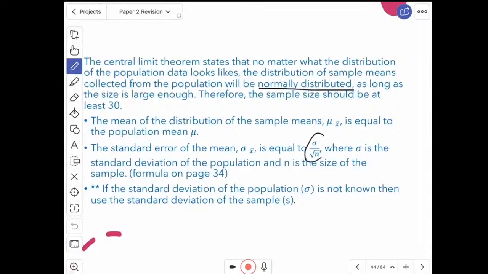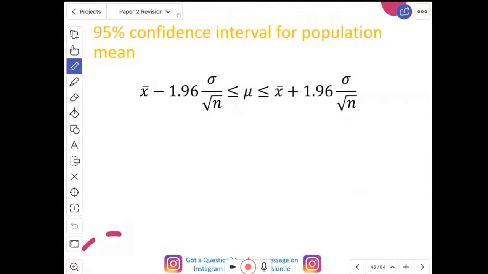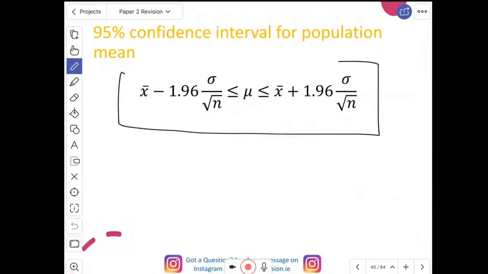And just a little side note, if the standard deviation of the population is not known, then we can use the standard deviation of the sample, which we call S instead of sigma. Now, I'm not going to show you an example of this. I'm just going to give you the formula, but we will go on and do a hypothesis test in a second where I'll show you where this comes into play.